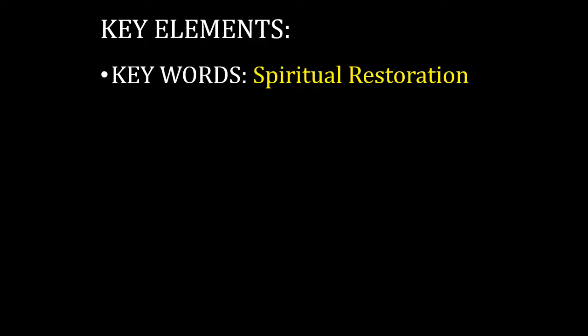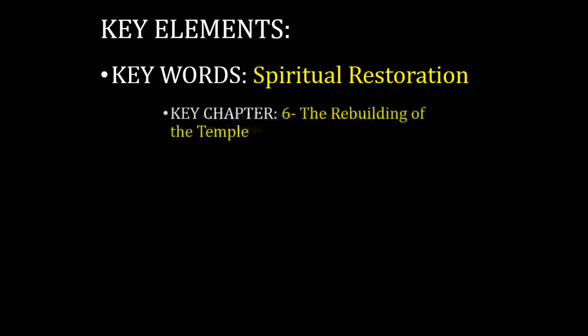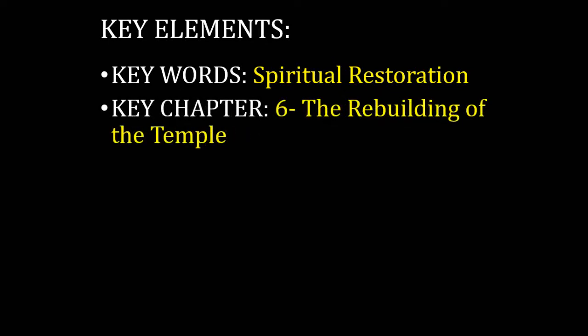Key elements in the book of Ezra, key words, spiritual restoration. Key chapters, chapter 6, the rebuilding of the temple. Now it begins earlier than that. They're going to return earlier than that, and they're going to start working on the temple, but it's going to come to a lull. They'll start in 536. They're going to come to a stop in 520 BC because of opposition. 16-year lull, and then they're going to pick up the work again. They're going to finally finish it in 516 BC.